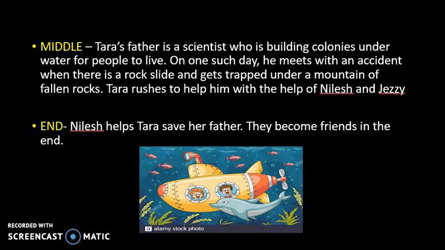So Nilesh helps Tara, Jessie helps Tara, and they save her father. They become friends in the end. So we see how the elements are all put together to form this beautiful story. Clear? So this is all about your elements.